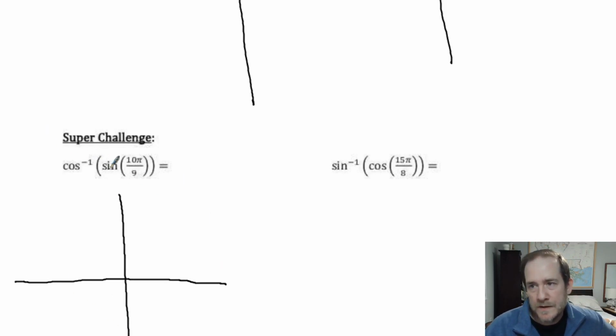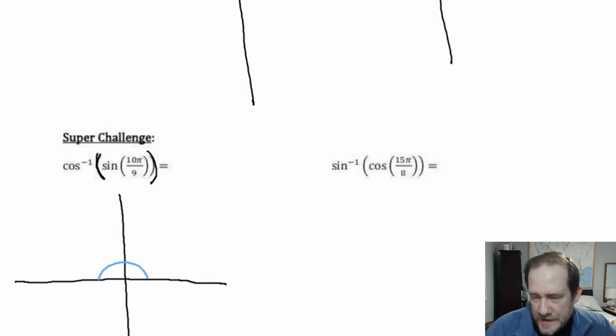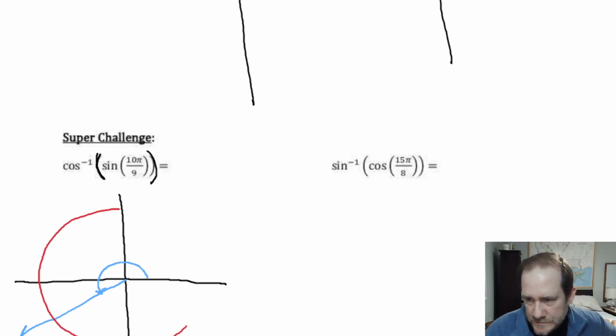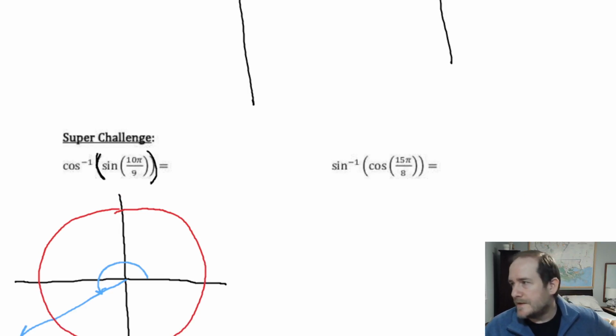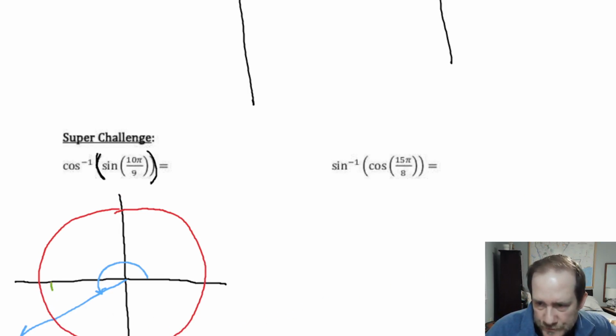All right, again, we would start by evaluating the innermost expression, right? So what is the sine of 10 pi over 9? Well, 10 pi over 9 would rotate us 9 pi over 9, and then an extra 1 pi over 9, and it would stick us into quadrant 3. And if there was some arbitrary circle here, then the sine of that angle would be this y value. That green segment I just drew is literally the value of this expression.